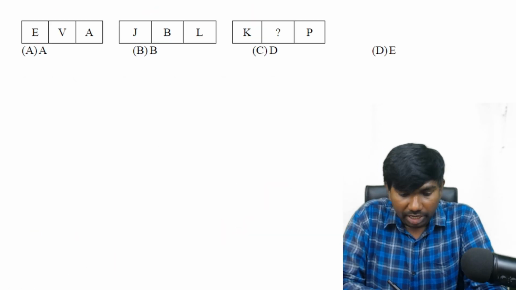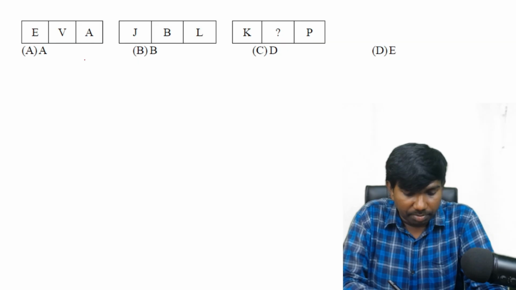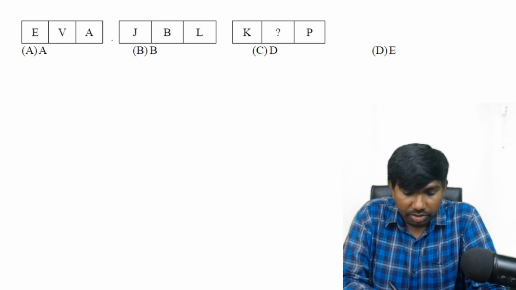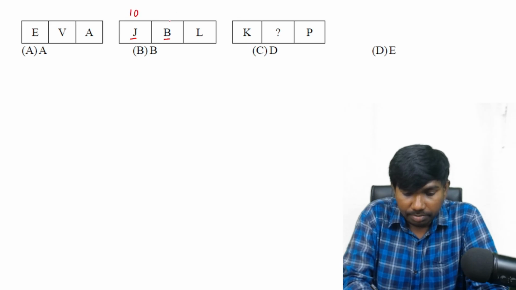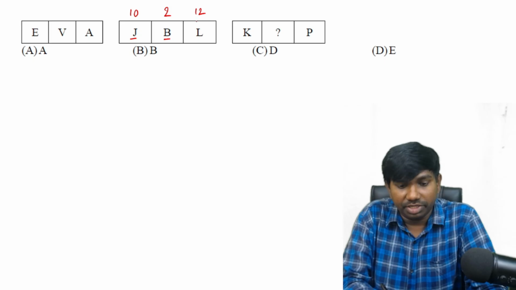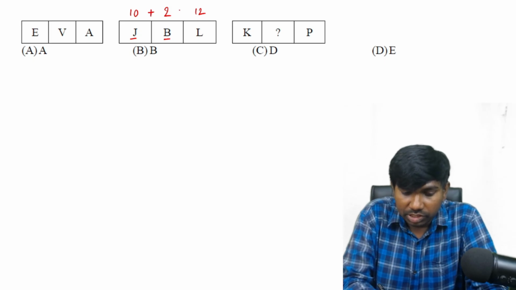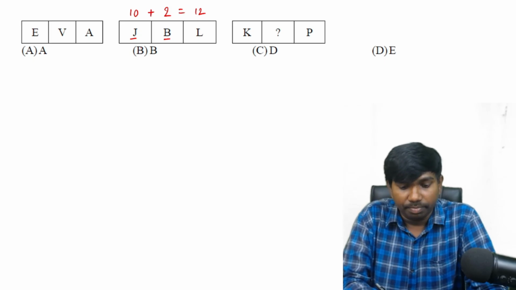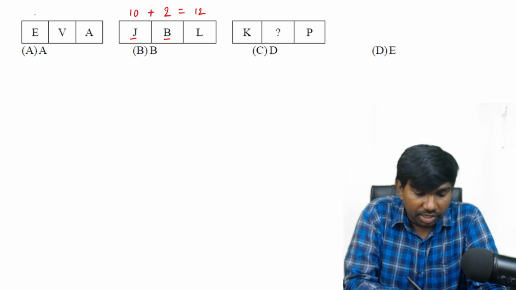Next question. Yeah, letters dependent question completely. Yes, instead of first figure, if I take second figure, see J, B. J is 10th letter, B is second letter, L is 12th letter. Yes, do you find any relation here? Yes, it is 10 plus 2 is 12. Correct? Let us apply the same logic here as well.